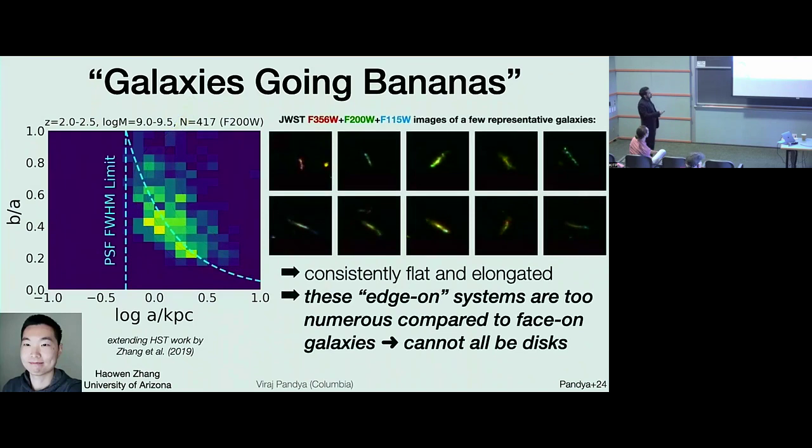Here are some images of some of these elongated low-mass early galaxies. They consistently do look very linear and elongated, right? Some of them do look very clumpy, like the old HST chain galaxies. Our main point is that there are way too many of these kinds of edge-on looking systems compared to rounder, more face-on looking galaxies, which implies, if you want to preserve isotropy, that not all of these things can just be normal disks seen from the side.